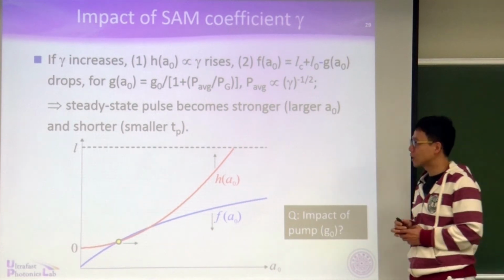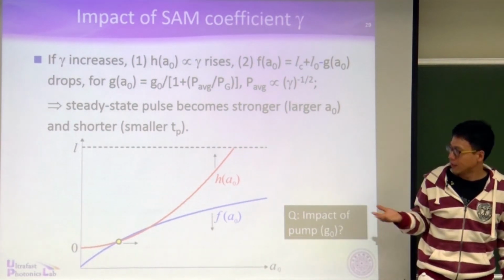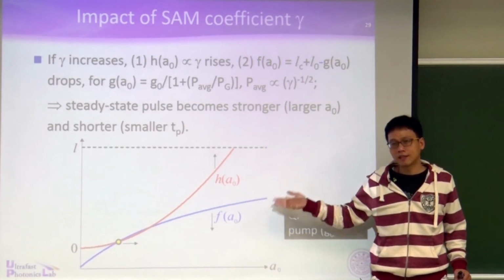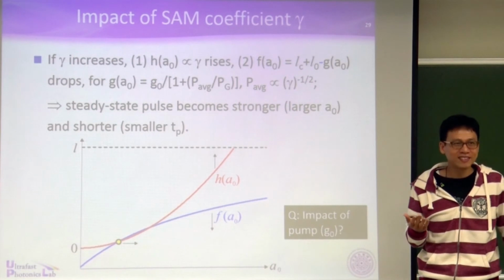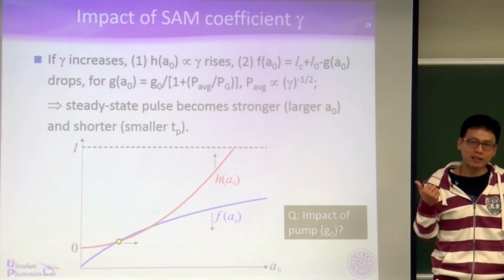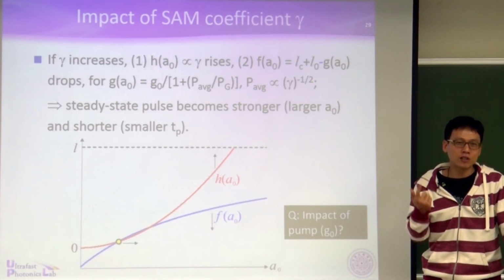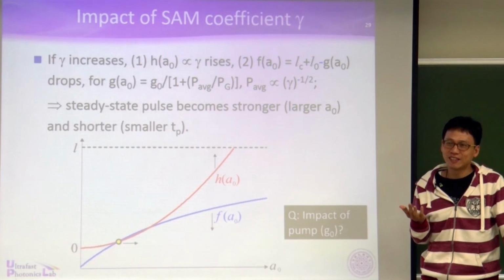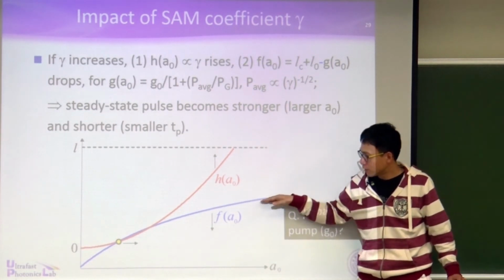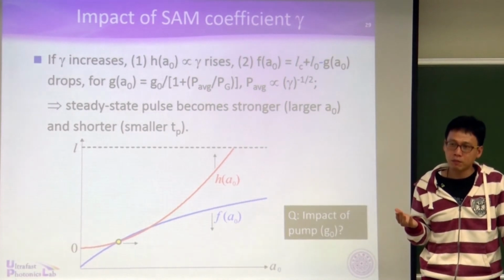Remember, one curve, the red one, is about loss saturation. The blue one is about gain saturation. If you increase your pump, what will be increased? Gain or loss? Gain, right? The stronger the pump, the larger the small signal gain. So the gain saturation curve will change with the pump.